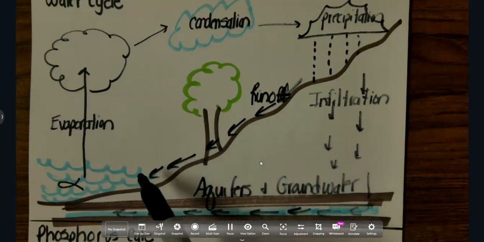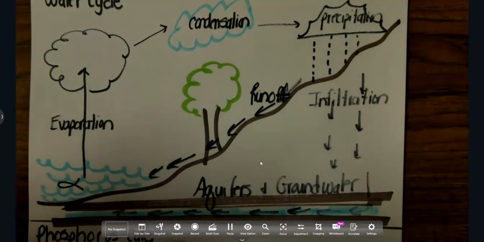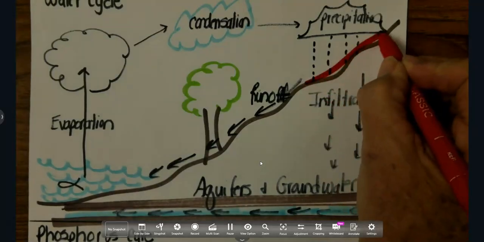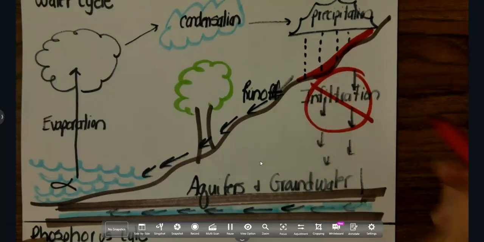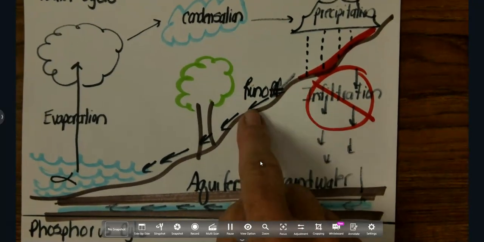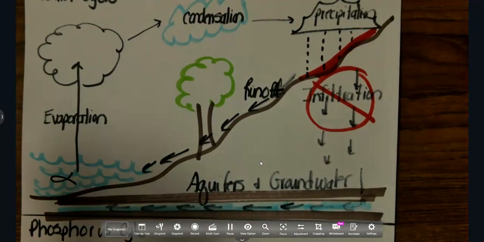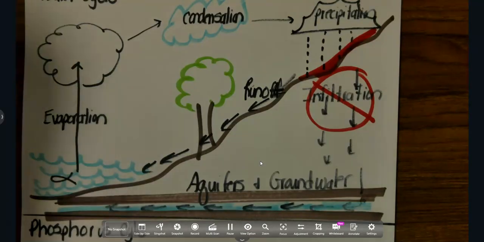You'll always have a certain percentage of runoff, but what's happening is if we pave all this over, then we're going to reduce infiltration, and we're going to end up focusing on having more and more runoff, and that's not what we want. So that is a really basic description of the water cycle.